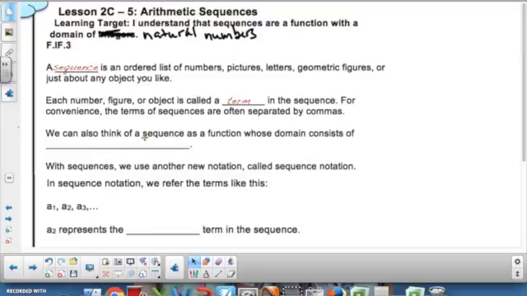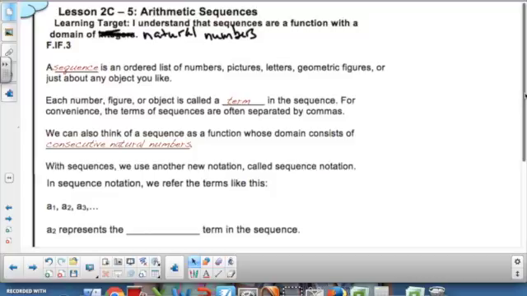You can also think of a sequence as a function whose domain consists of consecutive natural numbers. So although this is a linear relationship, so we expect the domain to be all real numbers, arithmetic sequences restrict it. It becomes a discrete function or a disjointed one where you're jumping from an input of 1 to an input of 2 and 3 and 4. You're only looking at those counting numbers.